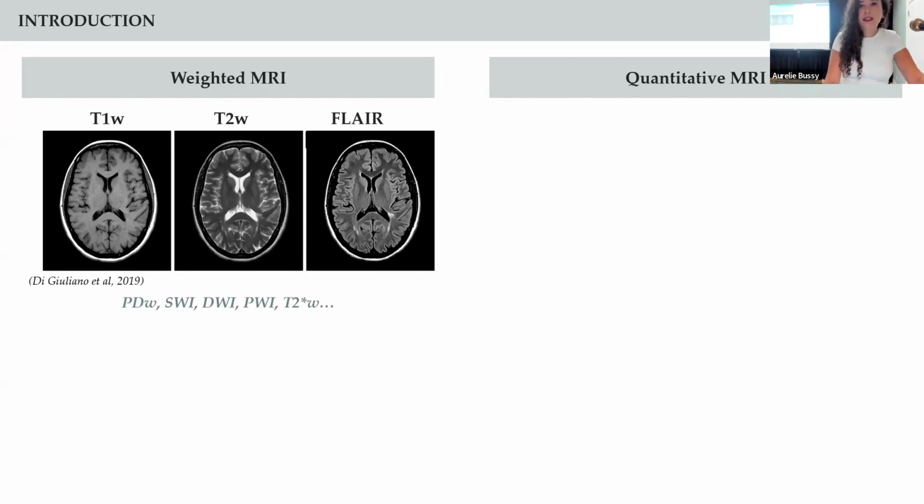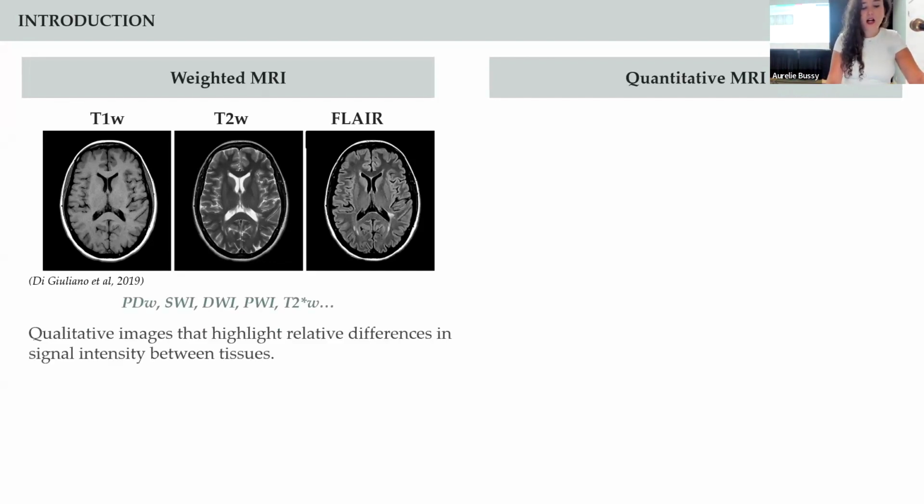And the characteristics of these weighted scans is that they are qualitative images that will highlight relative differences in signal intensity between tissues. So basically, we are really trying to get good contrast between tissues of interest. For example, in T1 weighted scans, we are trying to get the best gray to white matter contrast, whereas in FLAIR images, we are going to try to see clearly the white matter lesions, the white matter hyperintensities compared to the rest of the normal appearing white matter.